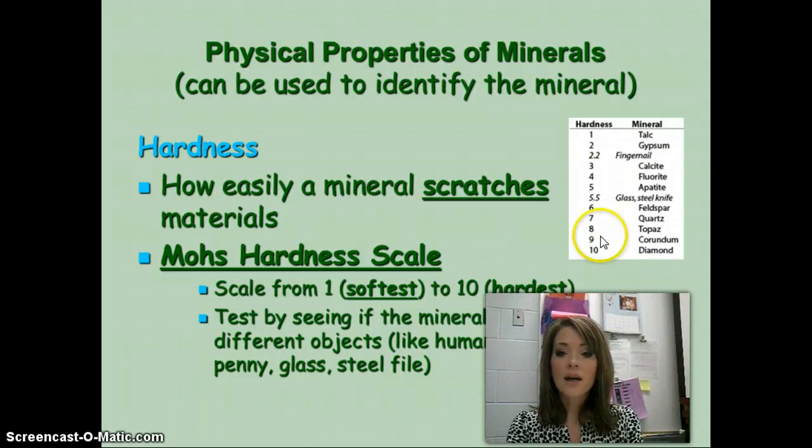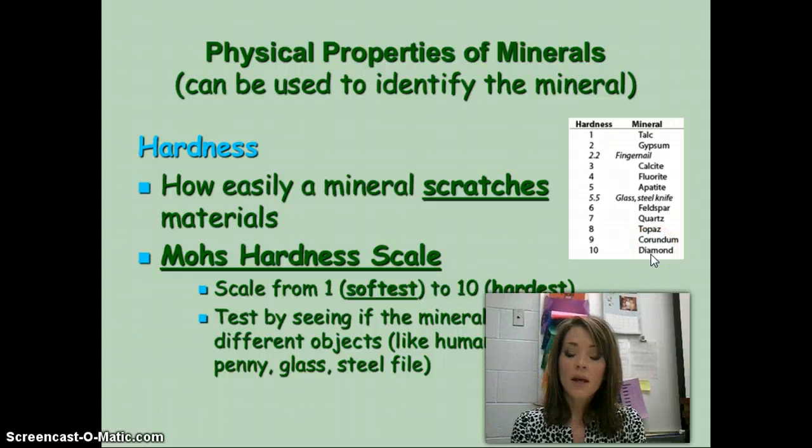So we can use a kit for Mohs hardness scale that has each of these minerals in it, and we can take our mineral and scratch talc. And if it scratches talc, we know it's harder than a 1. Then we take it and we see if it will scratch gypsum, and then we know it's harder than a 2. And you can continue that process until you can narrow down the hardness of your mineral. Now sometimes you can't always get it exact, but you can narrow it down to a range for the hardness.